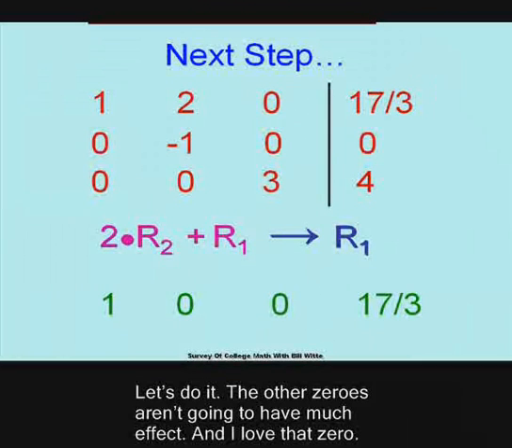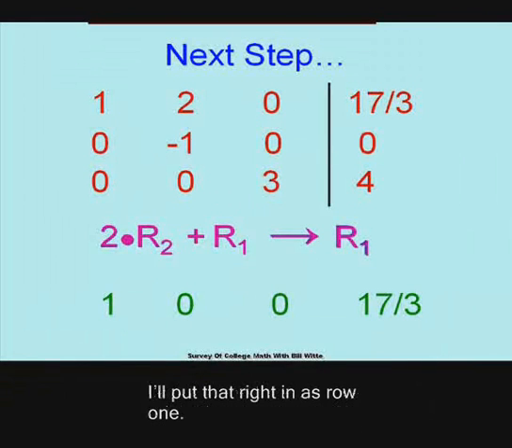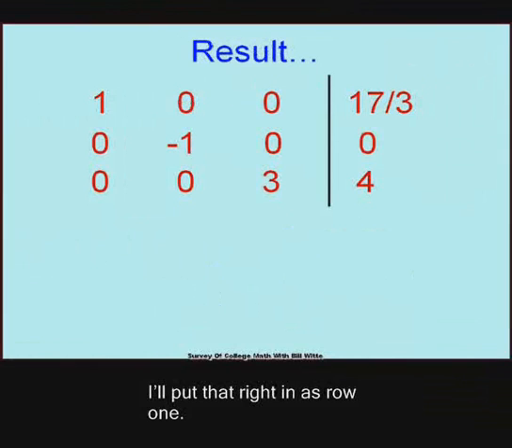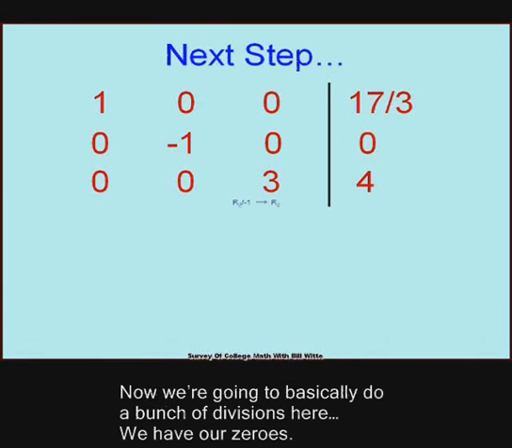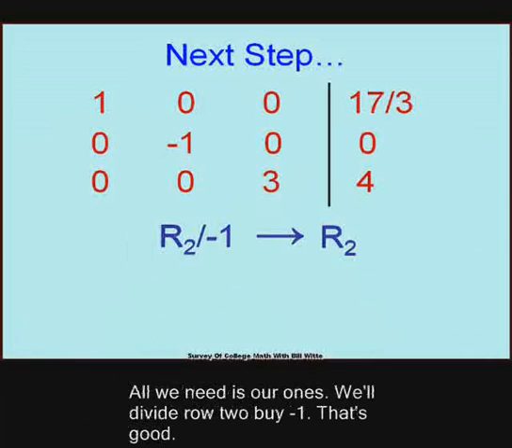Okay, I get 0, 0, 17/3, and I love that 0. I'm going to put that in row 1. Okay, how close are we? Well, I think we're going to do basically a bunch of divisions here, because we have our zeros. All we need is our 1s.